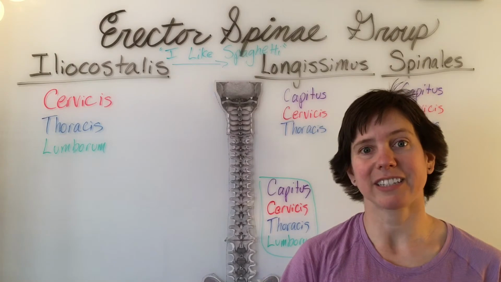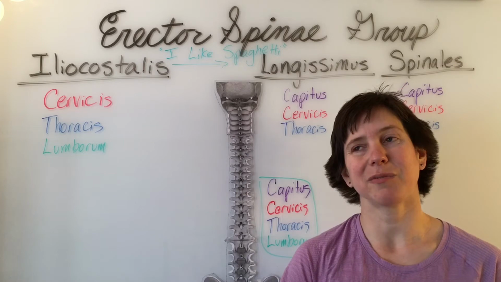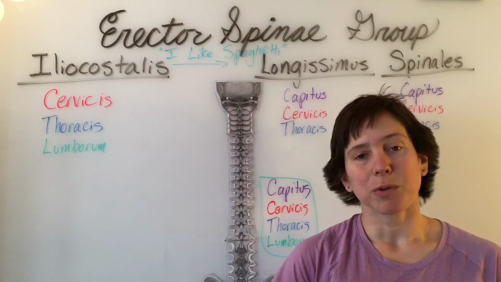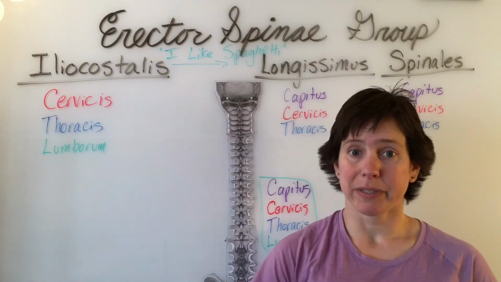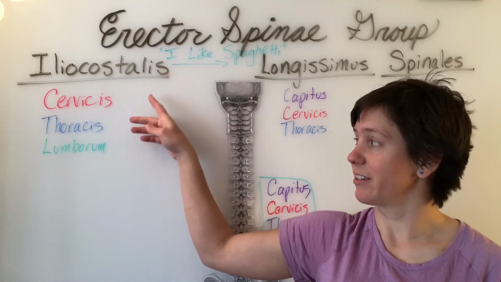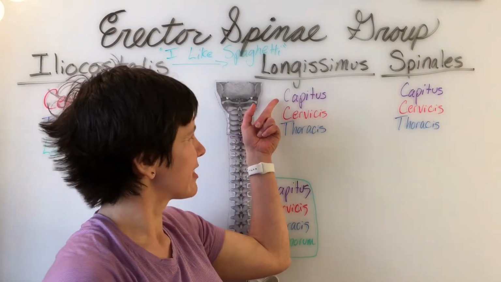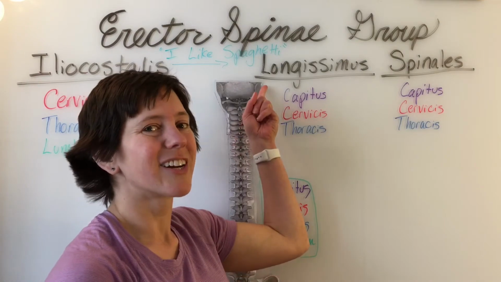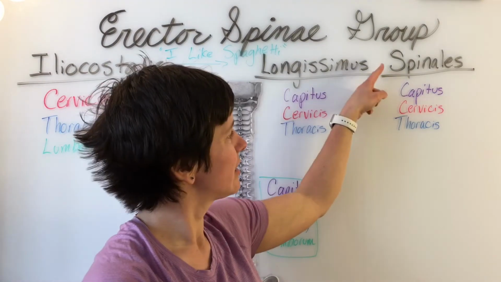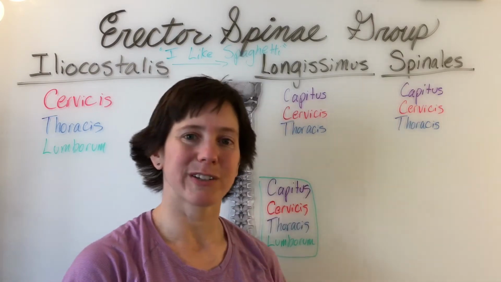Another simple fact is that all the blood supply will be provided by the posterior branches of the posterior intercostal arteries. So now we'll dig into the specifics of Iliocostalis cervicis, Iliocostalis thoracis, Iliocostalis lumborum, Longissimus capitis, Longissimus cervicis, Longissimus thoracis, and finally the Spinalis capitis, Spinalis cervicis, and Spinalis thoracis to complete the Erector Spinae group.